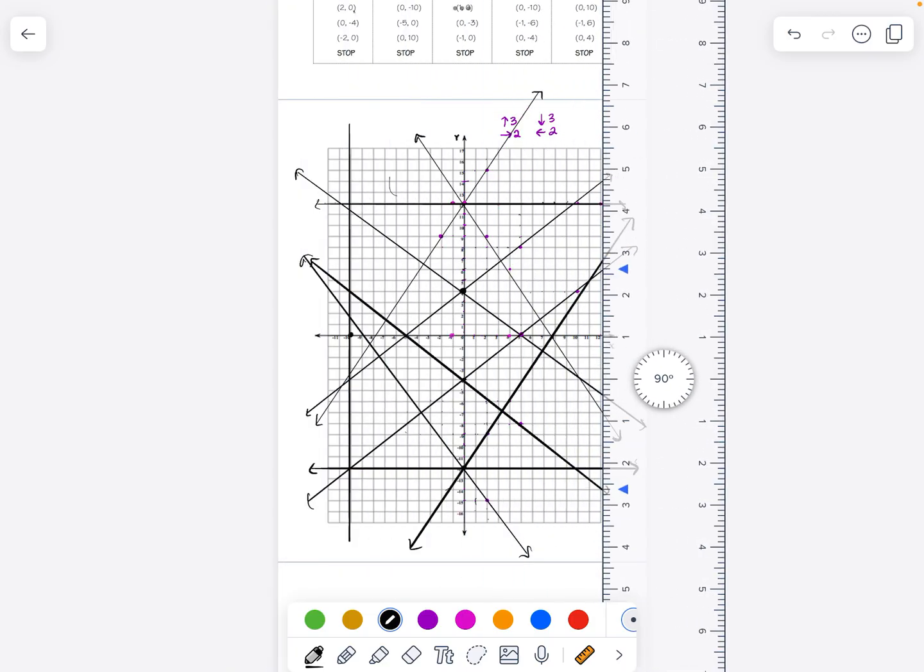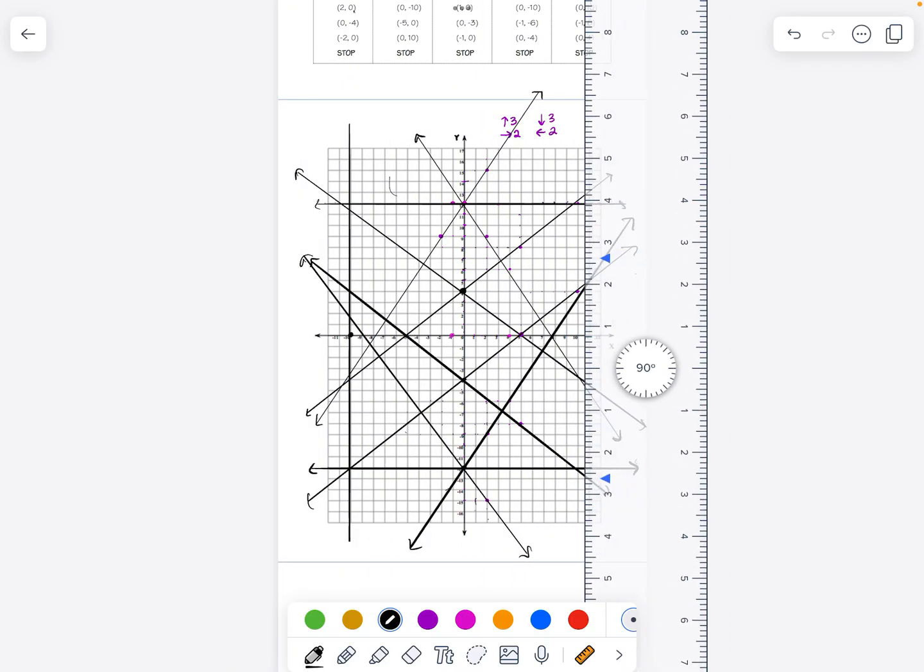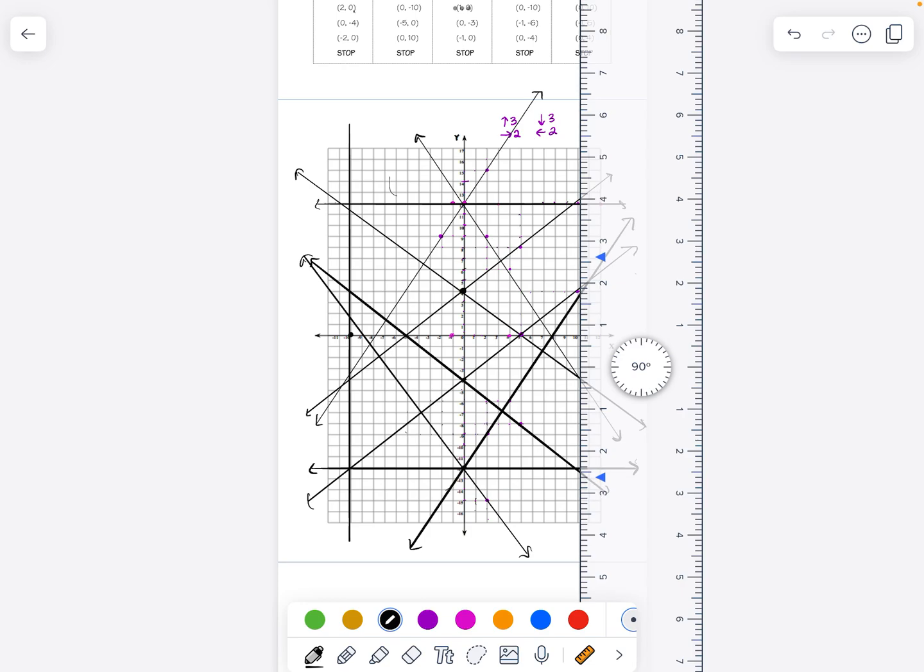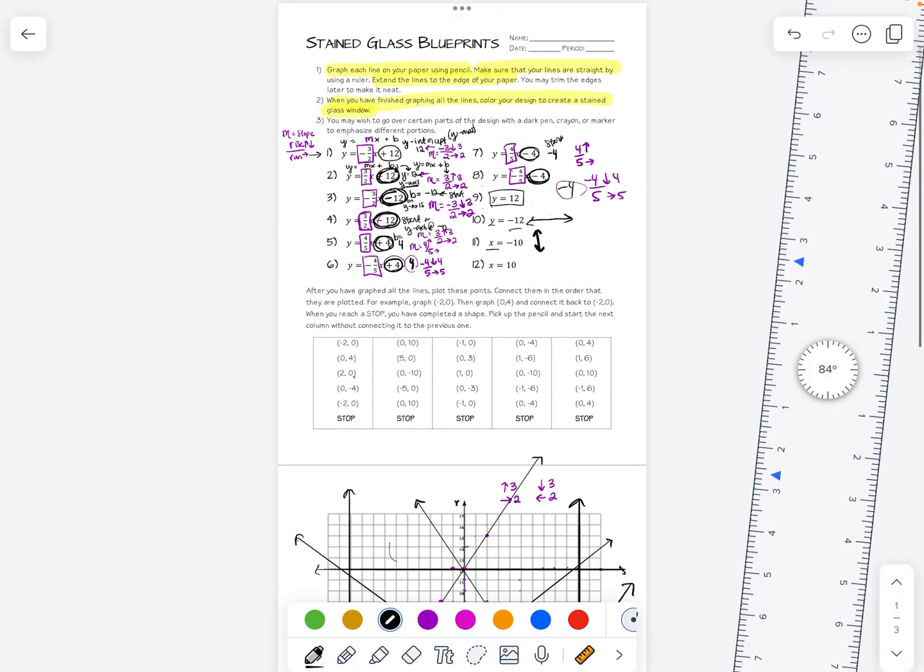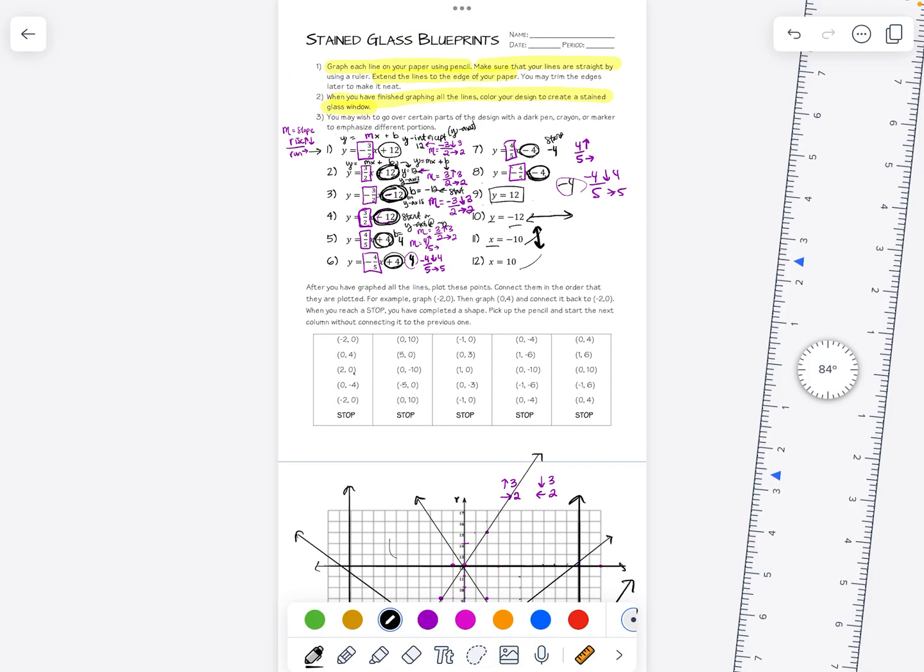And the next one is at +10. I'm going to just go ahead and do that one as well. Very symmetrical. Our lines are done. Check, check. Again, that one was another vertical.